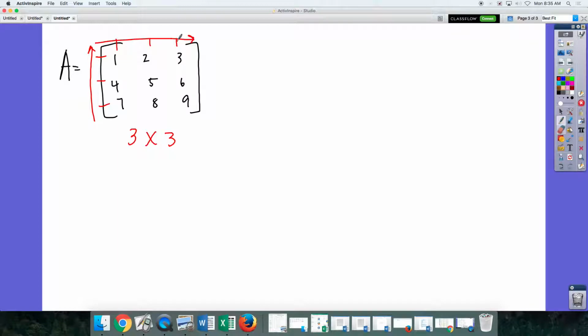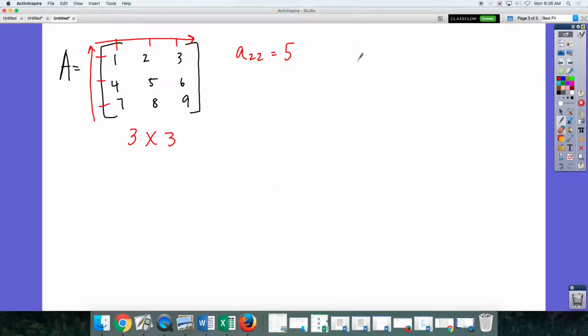All right, what is element A22? What would A22 equal? 5? Does everybody agree? Where would A22 be? What does 22 represent? Second row, second column, right? So my second row is right here. First row, second row. Second column is right here, so second row, second column would be element 5. So A22 would just equal 5.